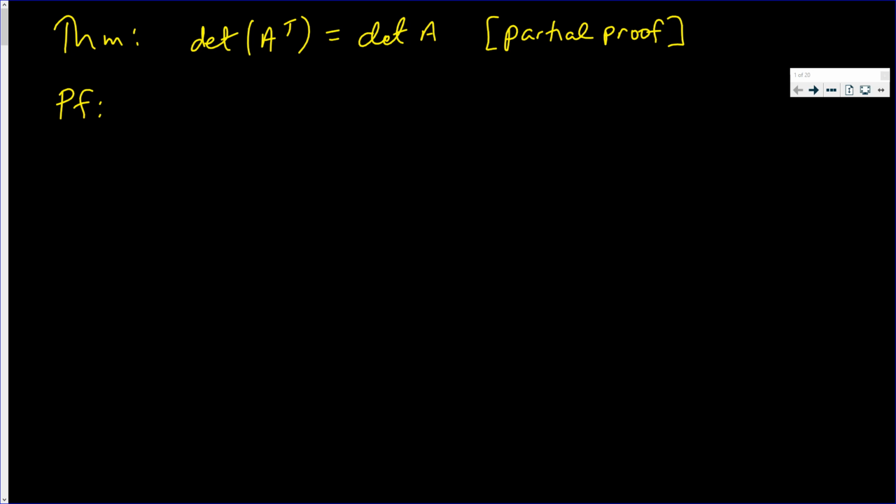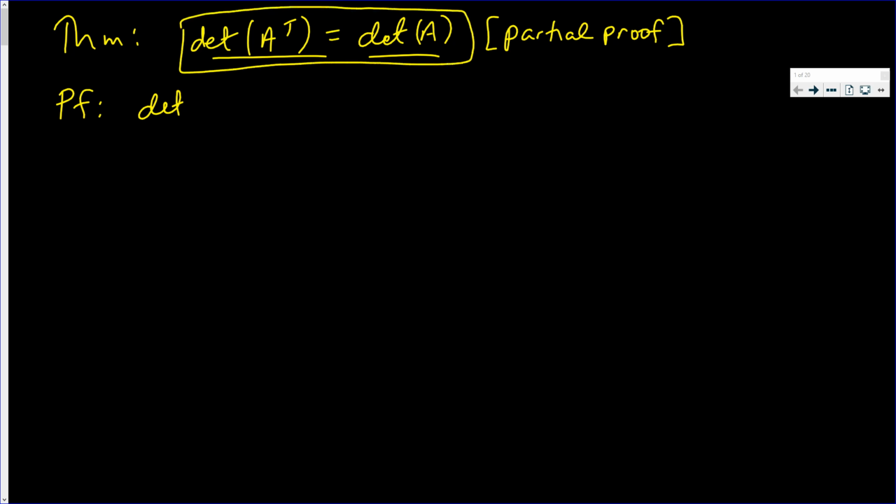In this video, I'm going to give a partial proof that the determinant of A transpose is equal to the determinant of A. I'll do it with a plus or minus sign. Now, suppose A is n by n. That really should have been stated up here. A is n by n.